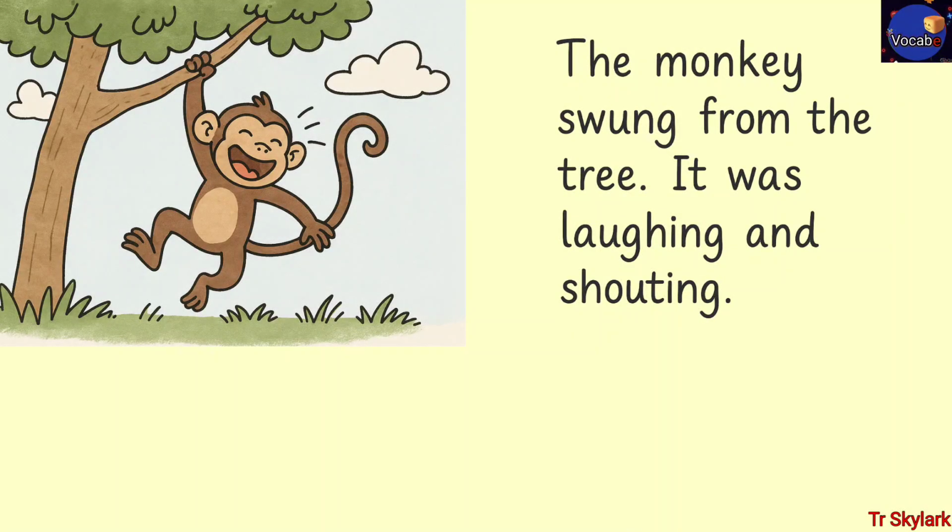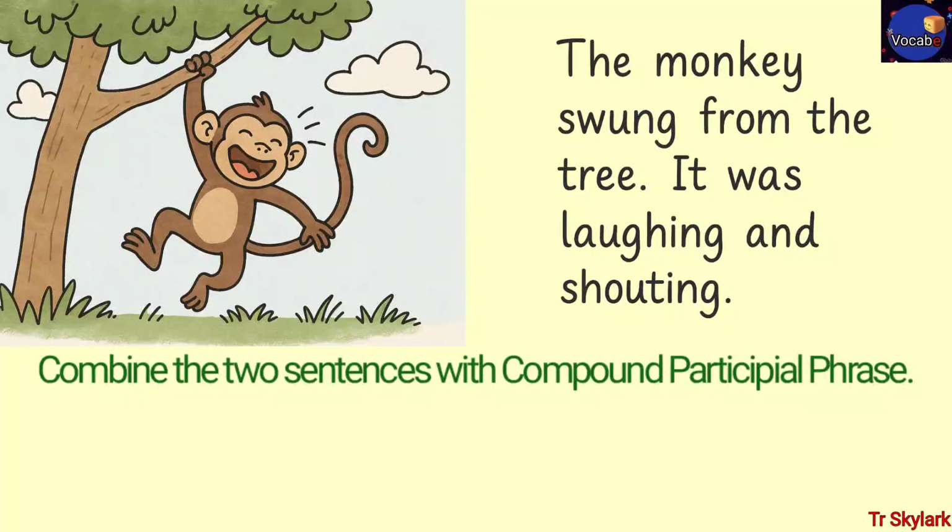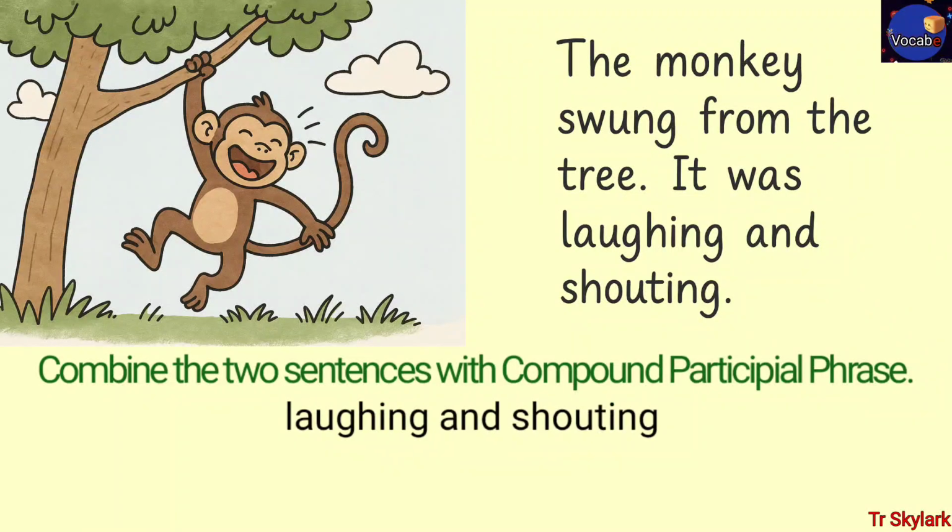Now, I've got a sentence for you. Actually, two sentences. The monkey swung from the tree. It was laughing and shouting. Since the sentence "it was laughing and shouting" is referring to the same monkey, we can make the sentence more interesting and fluent by combining it using a compound participial phrase. So here, laughing and shouting is our compound participial phrase.